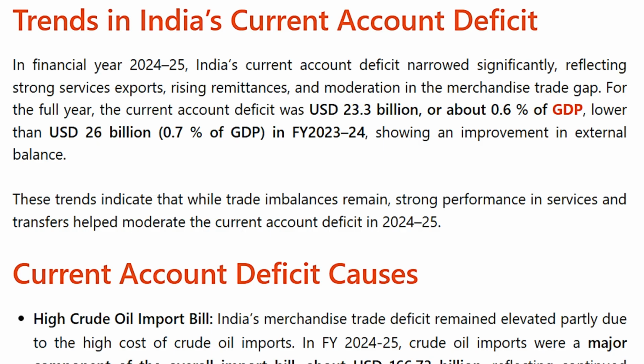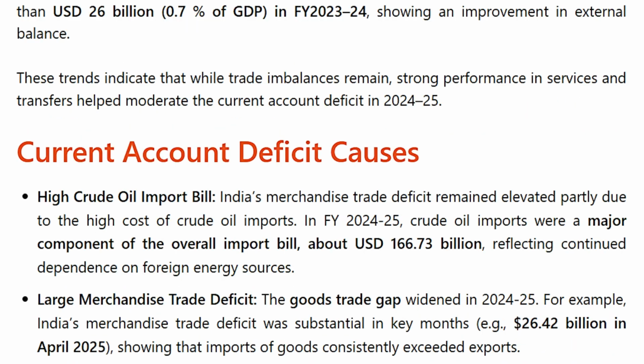These trends indicate that while trade imbalances remain, strong performance in services and transfers helped moderate the current account deficit in 2024-25. Current account deficit causes. High crude oil import bill. India's merchandise trade deficit remained elevated partly due to the high cost of crude oil imports.